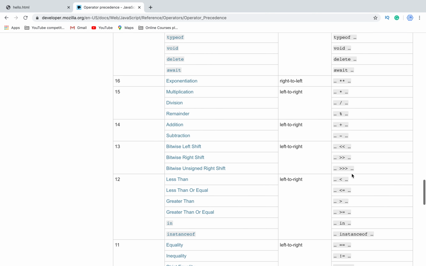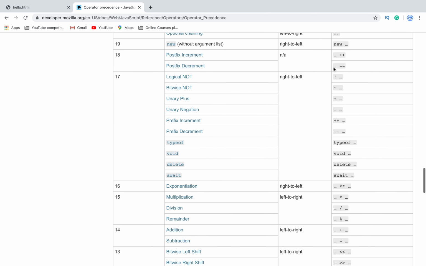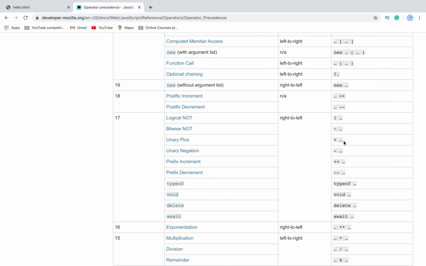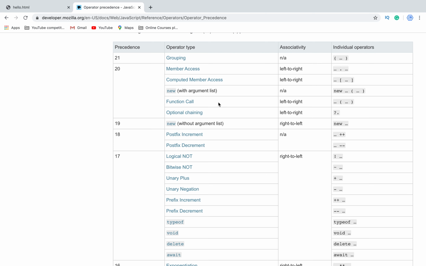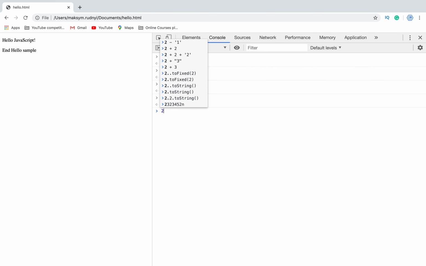So we need to remember that it's the same approach as we have in math. Multiplication and division have highest priority, addition and subtraction have lower priority. Very simple. So in case we have the same 2 multiply 2 plus 3, we have 7.